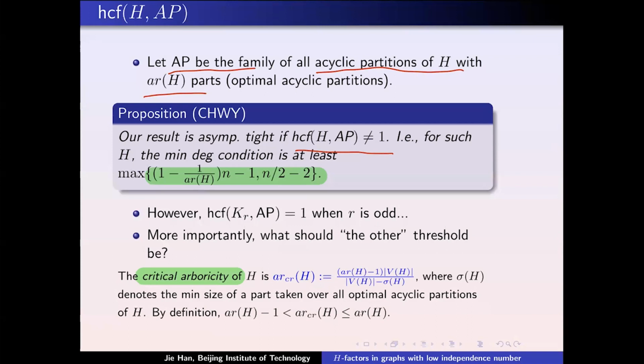I don't think I give enough time for this part, but it follows exactly the same discussion and exactly the motivation as in the graph tiling situation and in the Kühn–Osthus work. This critical chromatic number was, I think, first stated by Komlós. And again, similarly, by definition, this critical arboricity is strictly bigger than AR(H) minus one and at most AR(H).